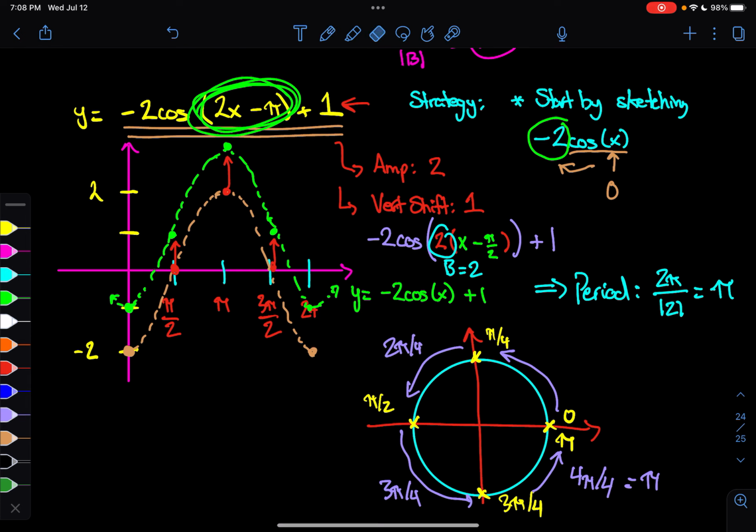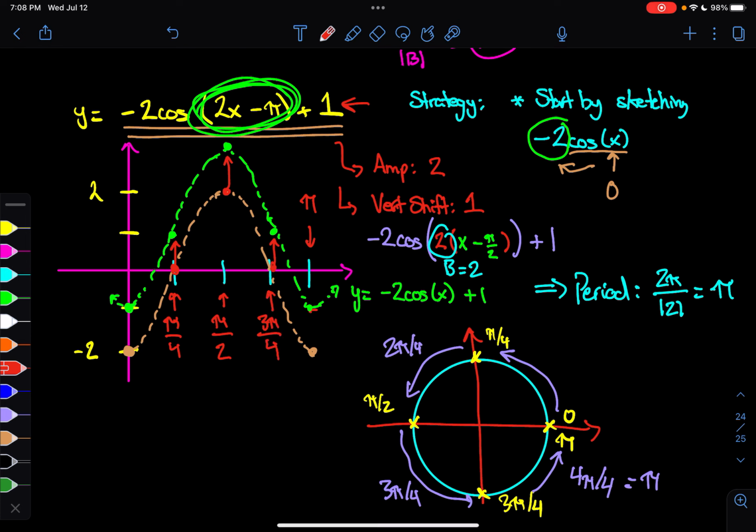Well, that means that all we need to do is relabel this to indicate the fact that our graph is actually moving faster. So this part right here is pi. This right here is pi over 2. This is pi over 4, right? And so on. And then this is 3 pi over 4.